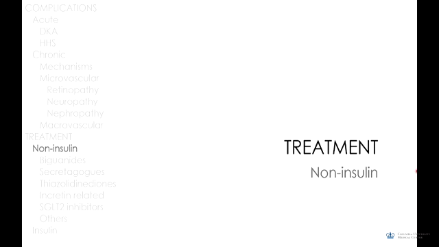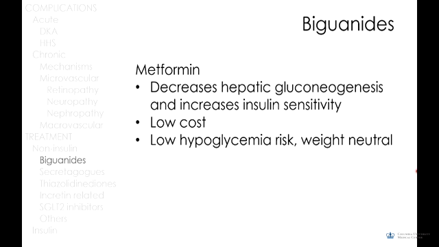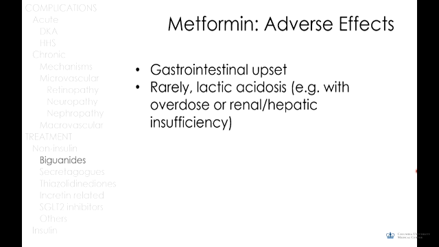Okay, so non-insulin treatments of diabetes. First line, like I said, is metformin. This works by decreasing hepatic gluconeogenesis, as well as increasing insulin sensitivity in the periphery. It's relatively cheap, and it has a low hypoglycemia risk, and it's pretty effective, so that's why it's first line.